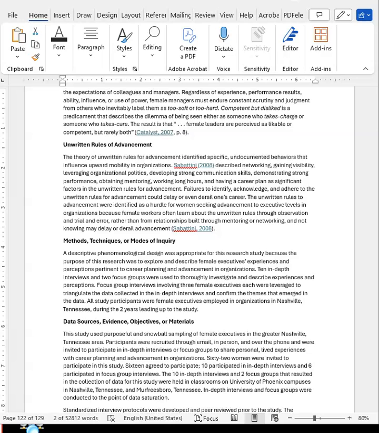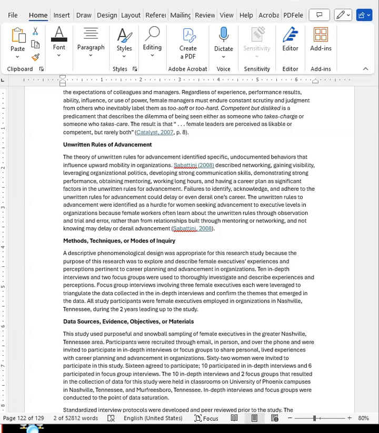Methods, techniques, or modes of inquiry. A descriptive phenomenological design was appropriate for this research study because the purpose of this research was to explore and describe female executives' experiences and perceptions pertinent to career planning and advancement in organizations. 10 in-depth interviews and 2 focus groups were used to thoroughly investigate and describe experiences and perceptions. Focus group interviews involving 3 female executives each were leveraged to triangulate the data collected in the in-depth interviews and confirm the themes that emerged in the data.